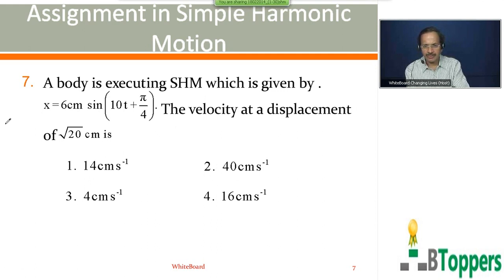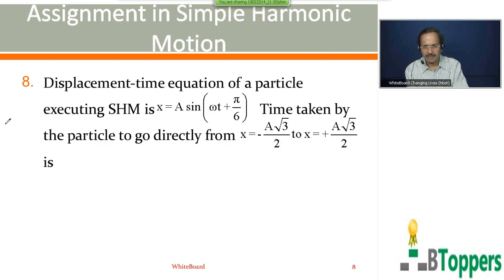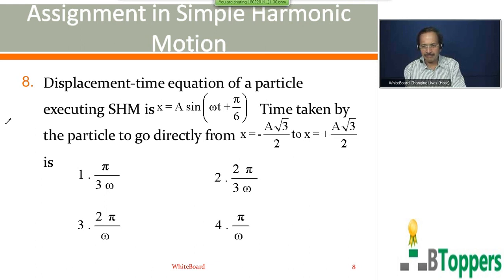So I am going to show the next question on screen. See the question number 8. Displacement time equation of a particle executing simple harmonic motion is x equal to a sine (omega t plus pi by 6). Time taken by the particle to go directly from x equal to minus a root 3 by 2 to x equal plus a root 3 by 2 is, I have given 4 options in terms of pi and omega. Come on, take a pause and try this question.